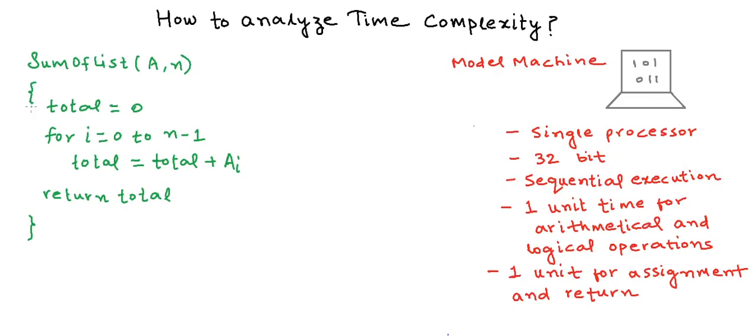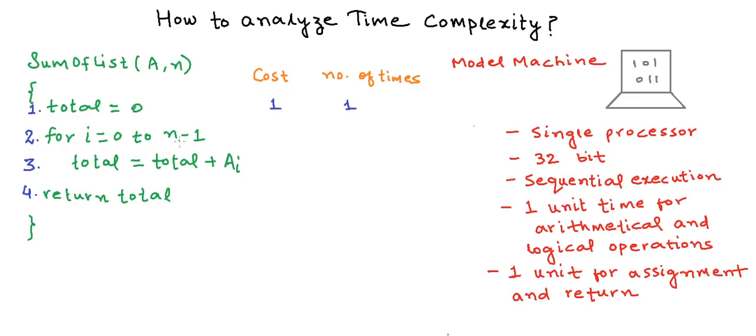And before we calculate the time taken, let's do something. Here I will label these statements with line numbers 1, 2, 3 and 4. Now line 1 has one assignment, so the cost will be 1 unit, and this particular statement will be executed exactly once.